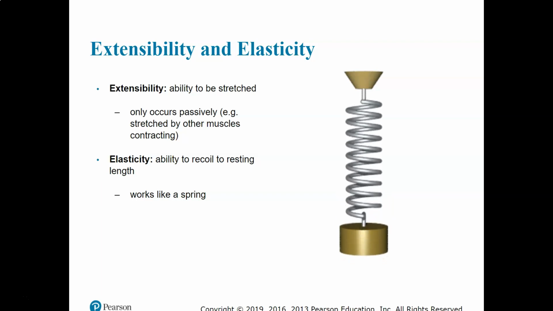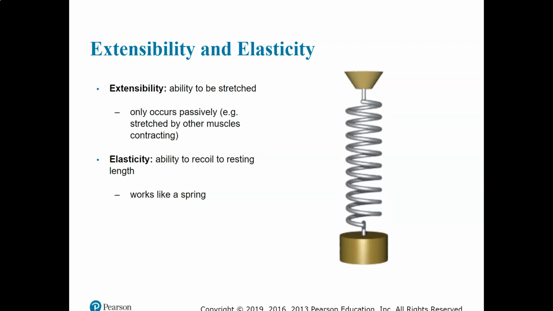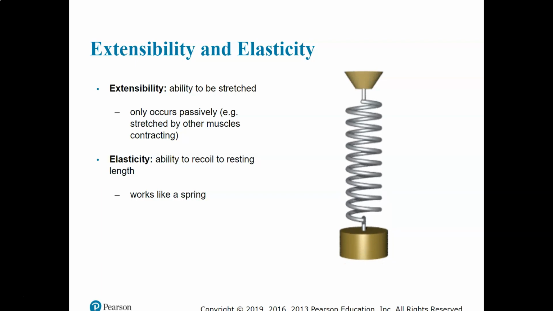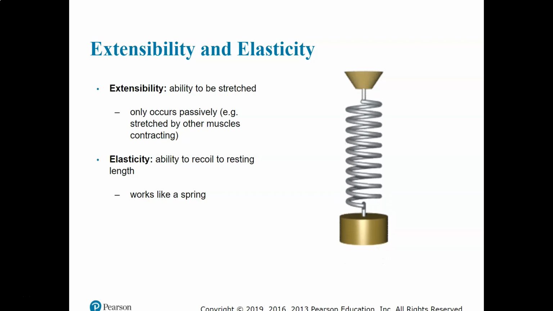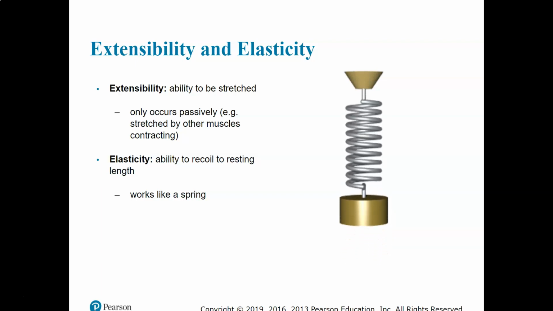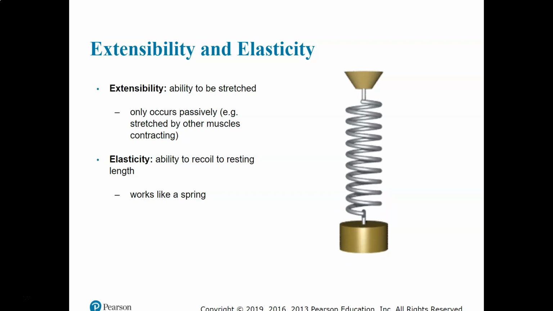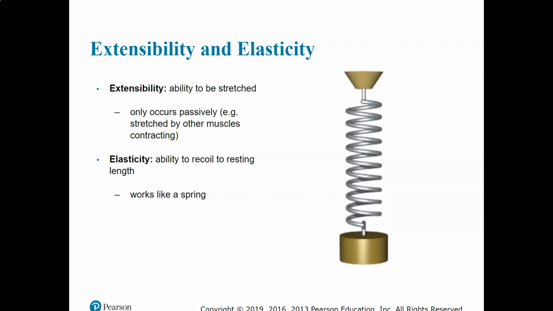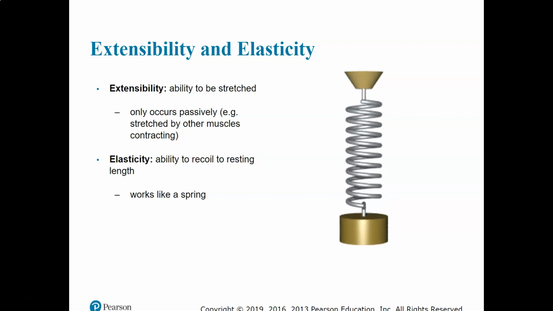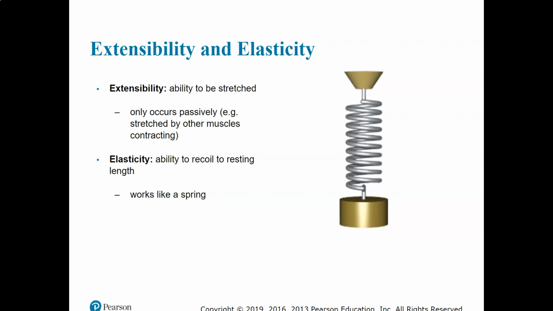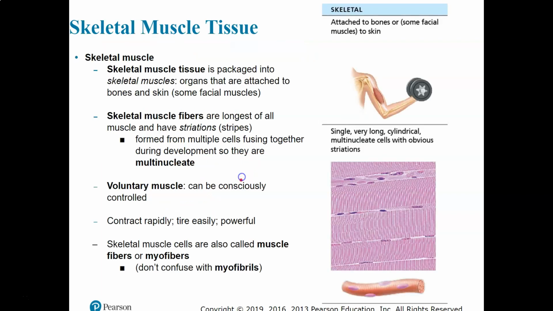We also have extensibility and elasticity. So extensibility means that it can be stretched, and elasticity means that it's going to return to its normal resting length. So muscles work kind of like springs. We can stretch them, which is typically only going to occur passively, like when you're carrying a load or when they get stretched by another muscle contracting. And then they have this elasticity, which makes them want to return to their resting length after being stretched.